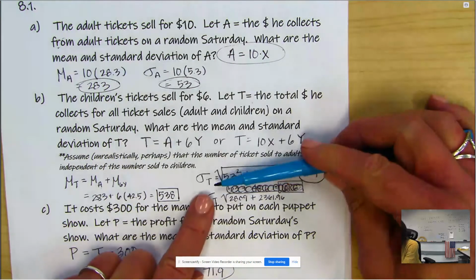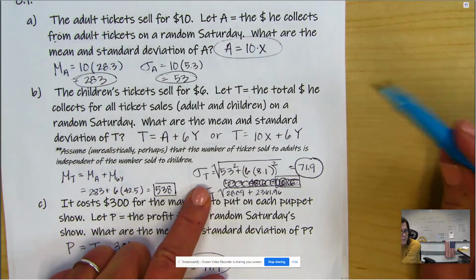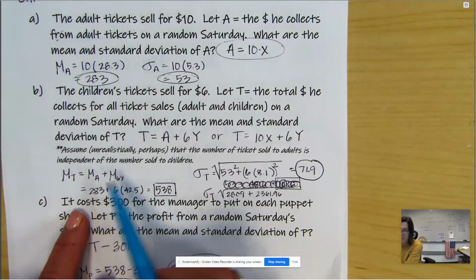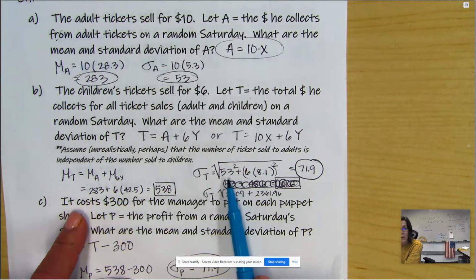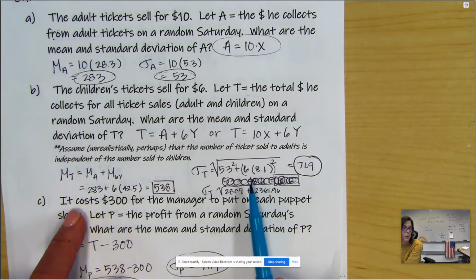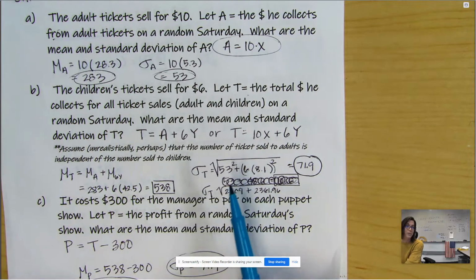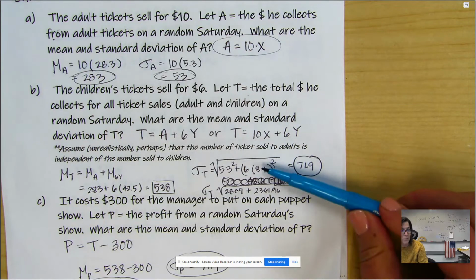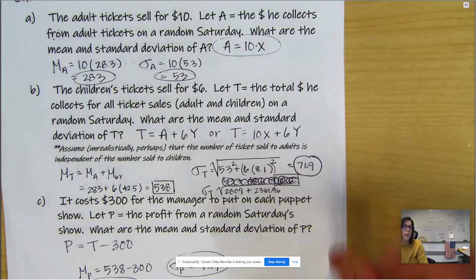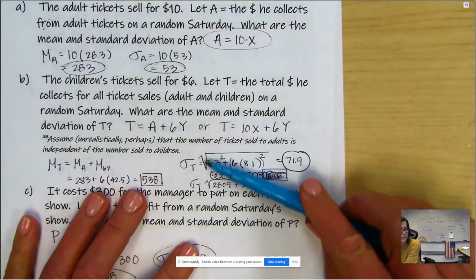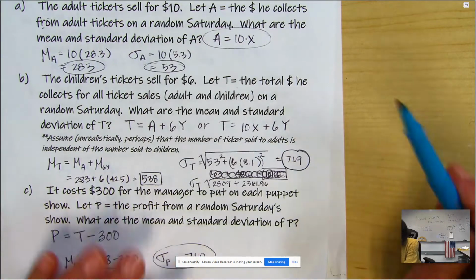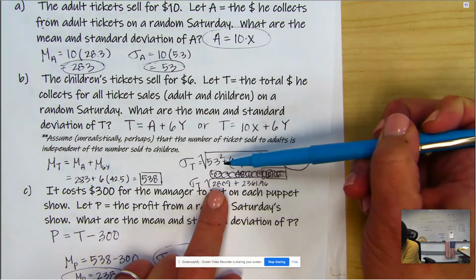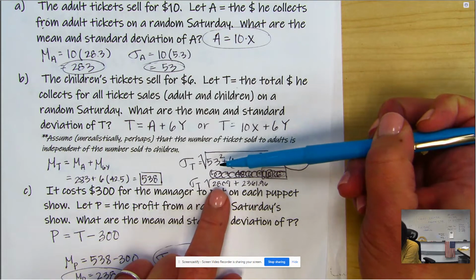Now, the reason why we have this weird standard deviation formula is because when you're combining random variables, you do not add their standard deviations. Okay, you take their variances, which is the standard deviation squared, add them, and then take the square root to get the standard deviation. So basically, you're adding their variances, taking the square root. Okay, so the standard deviation of the amount that you're making on adults is $53.